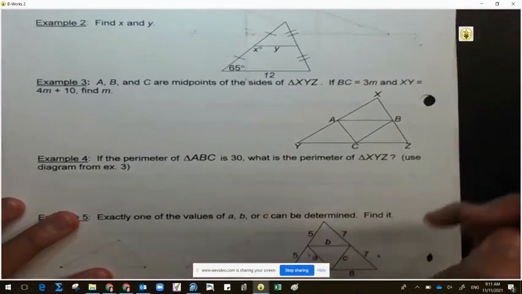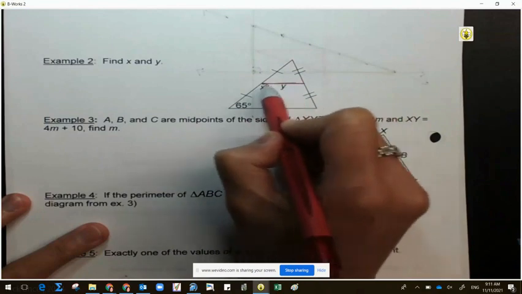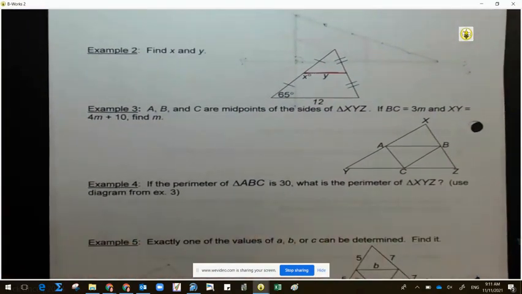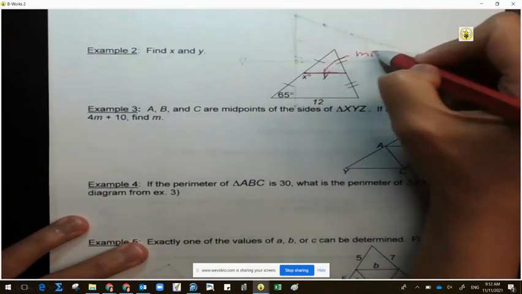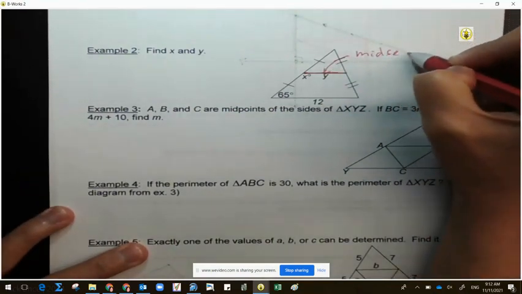So on example number 2, what is this segment called? Is it the midpoint? Is it the median? Or is it the mid-segment? Good job. This is a mid-segment. It's a segment created by mid to mid.